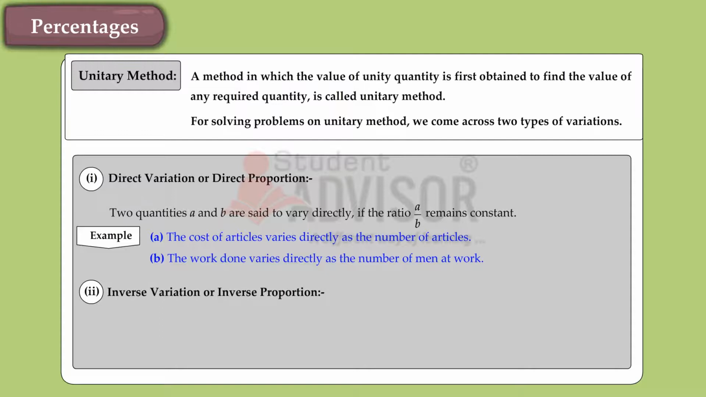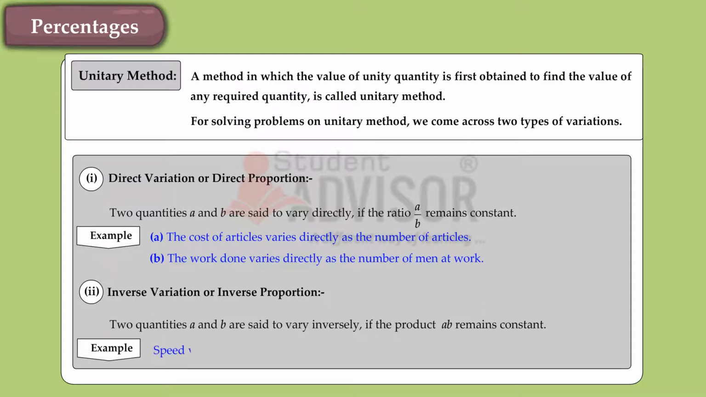Inverse variation or inverse proportion. Two quantities A and B are said to vary inversely if the product AB remains constant. Example: speed varies inversely as the time taken to cover a certain distance.